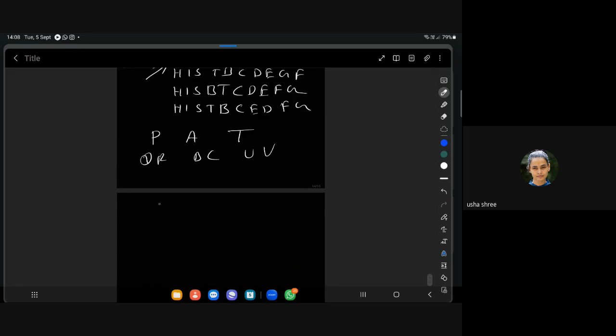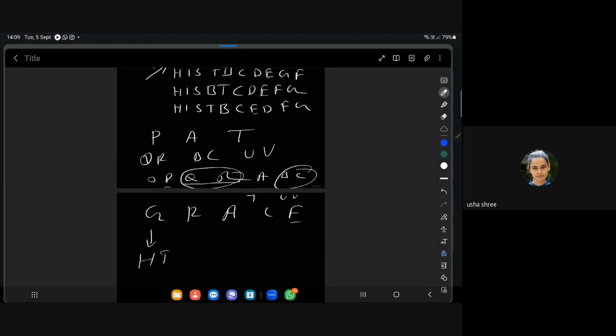Then obviously, they have asked GRACE, means O, P, Q, R, S, T like that. So they are representing P by the next 2 letters, A by the next 2 letters, T by the next 2 letters. After T there is UV in the alphabet. So obviously G will be HI. Then R means ST. A means BC. C means DE. E means FG. Any doubt?